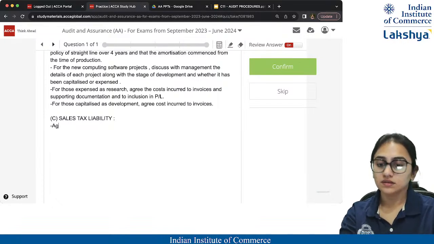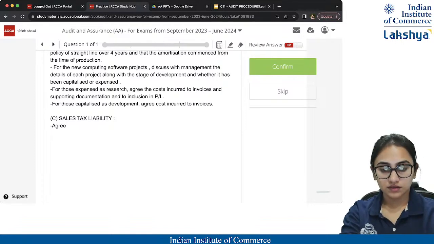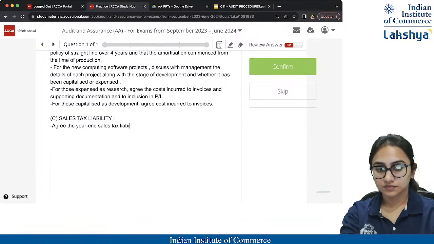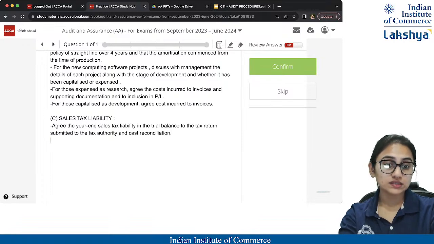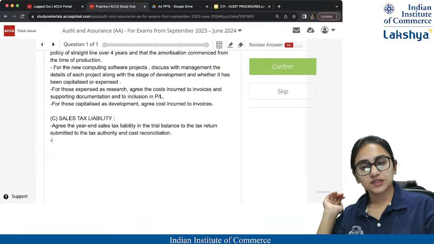First step is agree the year-end sales tax liability in the trial balance to the tax return submitted to the tax authority and cast reconciliation to see that it is the same. Now this is for 4 marks, right? So 6 points are enough.